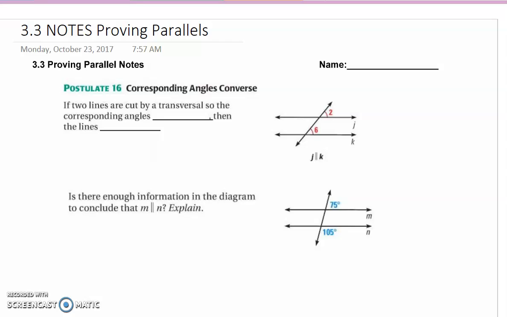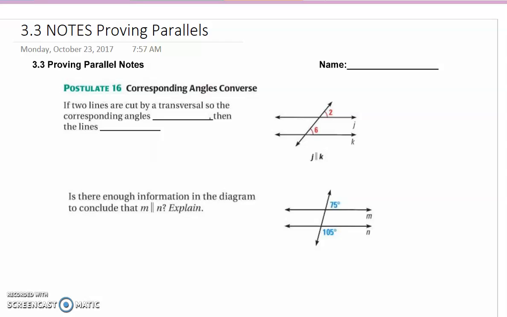I miss you guys. The last section that we have to cover in chapter 3, and then we can basically quiz out of it, is if we know that angles are either congruent or supplementary, it's going to give us enough information to prove that lines are parallel. So let's look at the 3-3 notes, and it's called proving parallel. And what's actually going to happen, it's just the converse of what we already know.